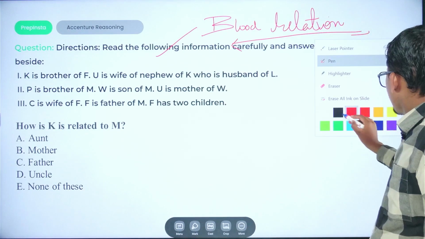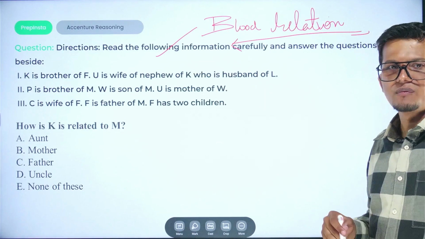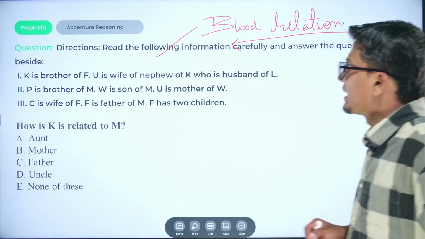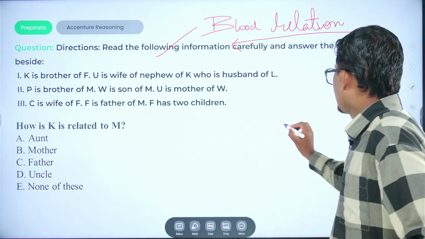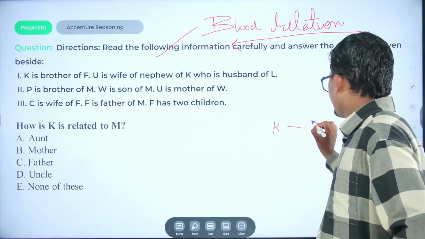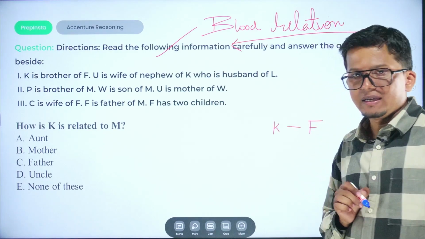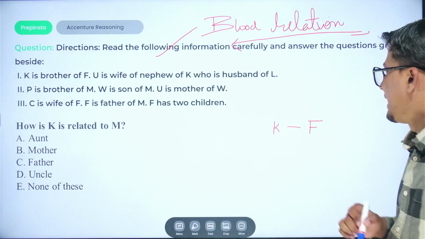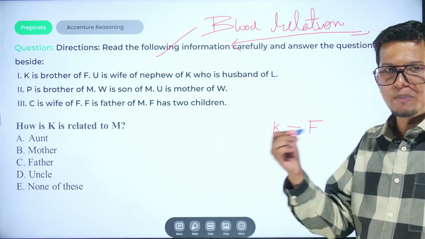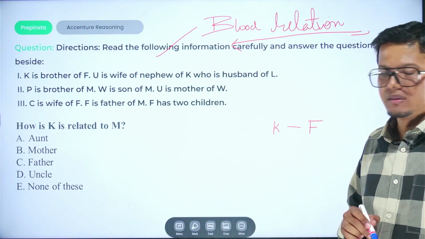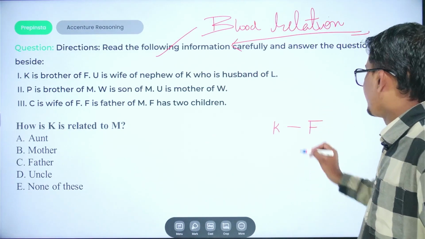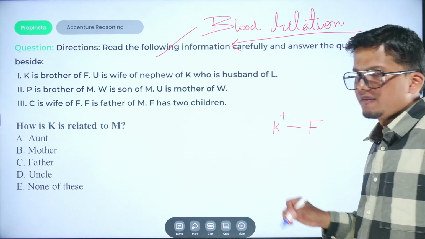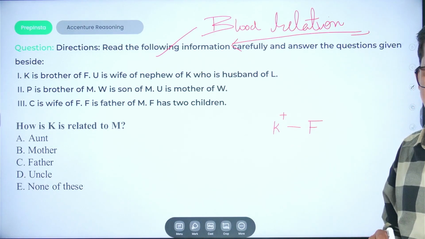Now, whatever information is given, on the basis of that you have to draw the family tree. K is brother of F. So, K is brother of F. Right? A single bond is used for sibling relations and a double bond is used to identify couples. K is the brother of F, so K is the male member. We will represent the male member with the positive sign.